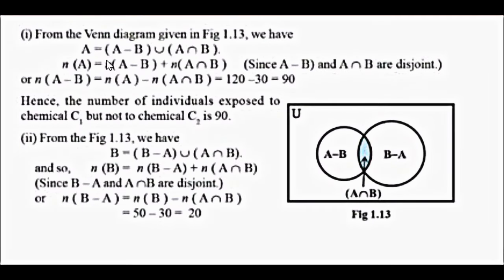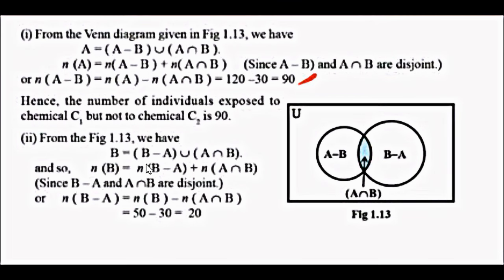For the first one, we want those in A, which are exposed to C1, not in C2. So here in this Venn diagram, you see A is nothing but A minus B union A intersection B. Let us take n on both the sides: n(A) equals n(A minus B) plus n(A intersection B), and we know that A minus B and A intersection B are disjoint. So we are not going to take that minus aspect. We'll place the value directly, 120 minus 30, that will be 90. So the number of individuals exposed to C1 but not to C2 is 90.